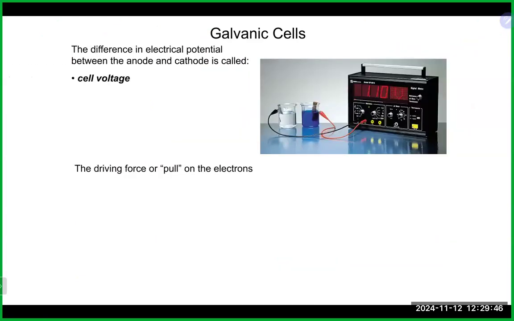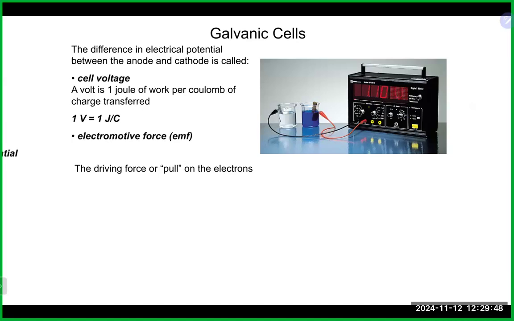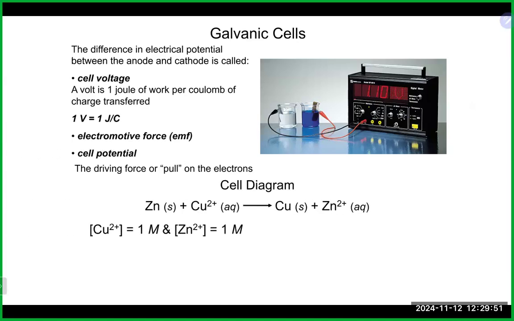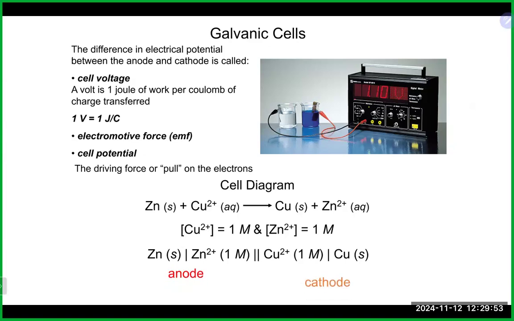Now, as I mentioned, there is a difference in electrical potential between the anode and the cathode when you look at a galvanic cell, and that is sometimes referred to as the cell voltage. You could almost think of it as the cathode being a more positive side that's going to want to drag those electrons over to its side. That will pull those electrons from one side to the next, because the cathode is a little bit more positive. Our cell voltage: a volt is 1 joule of work per coulomb of charge transferred.